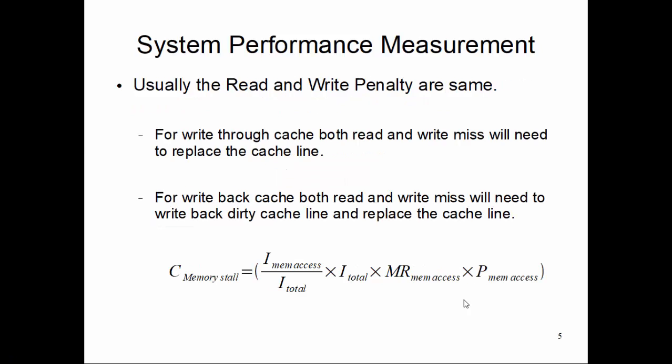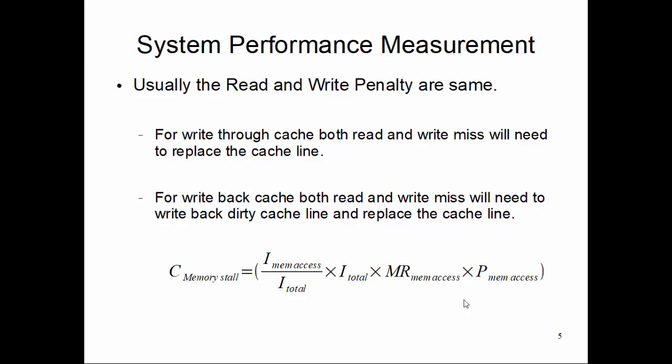Now usually read and write penalties are the same, because for both cases we basically need to copy the memory from the lower to higher memories for the write through strategy. For the write back strategy, you need to first take the dirty block and copy it back to the lower memory, and then pick up the new block and copy it to the higher memory. So for a write back cache, both read and write misses will need to write back the dirty cache.